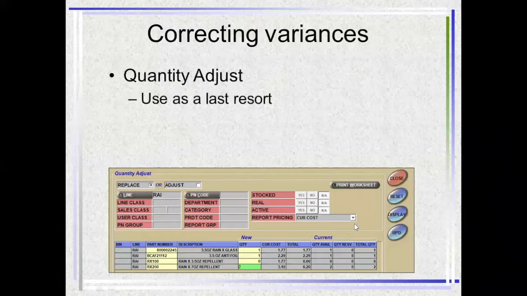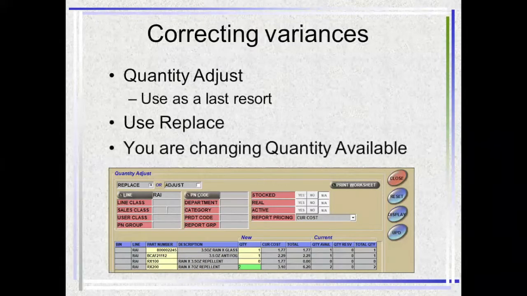The last resort to correcting a variance would be using the quantity adjust screen. The quantity adjust should only be used for unexplained shelf differences. While in the quantity adjust screen, use the replace, enter your line code, part number, and quantity. You are changing the quantity you physically counted. An example on part number RAI RX200, PartsWatch was showing 3 and you only counted 2. Click on the update button once you've made your change.